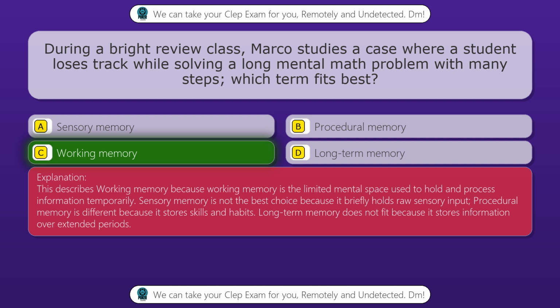This describes working memory because working memory is the limited mental space used to hold and process information temporarily. Sensory memory is not the best choice because it briefly holds raw sensory input. Procedural memory is different because it stores skills and habits. Long-term memory does not fit because it stores information over extended periods.